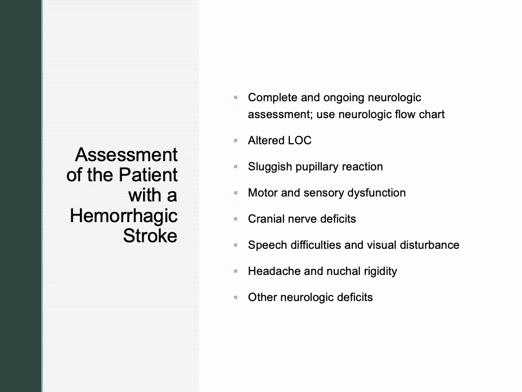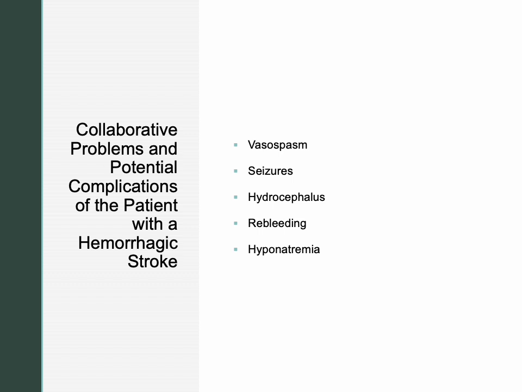Hemorrhagic stroke, again, we're going to do that neurological assessment and just kind of monitor what's going on. We're looking for, do they have that nuchal rigidity? Do they have any other neurodeficits? Any deficits based on cranial nerves that are affected? Motor and sensory dysfunction, sluggish pupillary reaction. We're really just doing a lot of neuro assessment and monitoring this patient and supporting them.